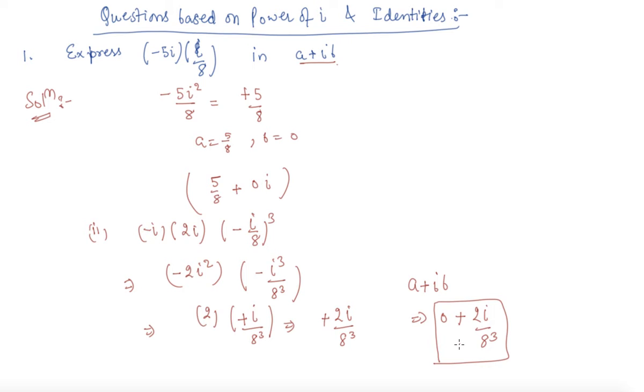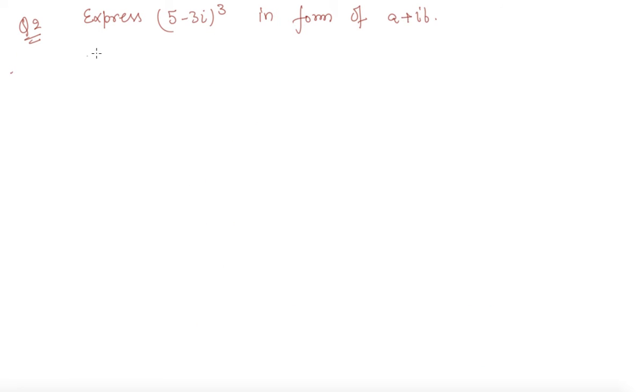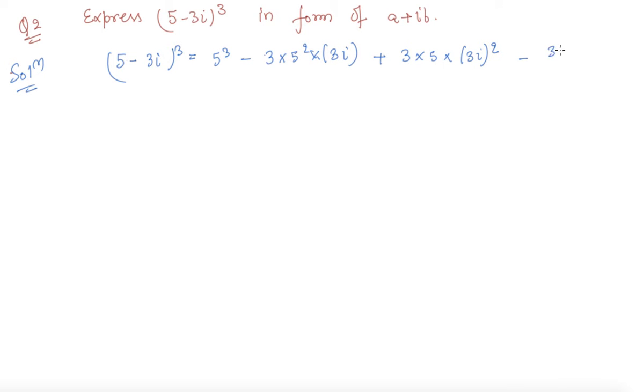Now let's do some questions based on identities which we have discussed earlier in the previous lecture. Students, here is the question which states to express this in the form of a plus iota b. As we know, the formula of a minus iota b whole cube is a cube minus 3a square b iota plus 3ab square minus b cube iota.